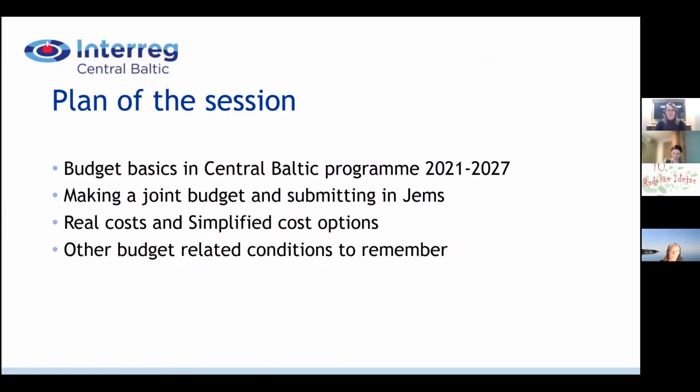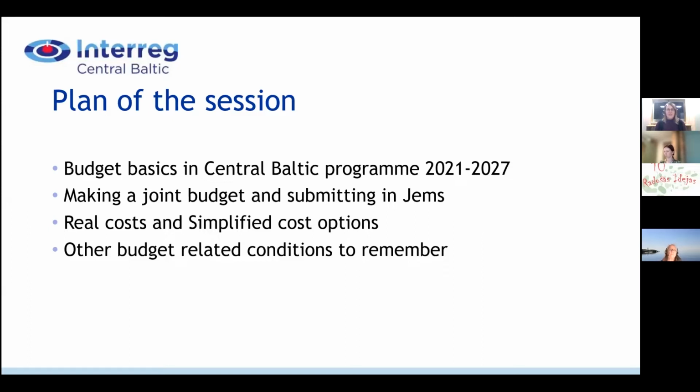And what's the plan of today's session? So we'll look at the budget basics. What are the most important points here? Some of you who have followed the other sessions may already know by heart, but that is great and means we will have very good projects with correct assumptions and good implementation later on.